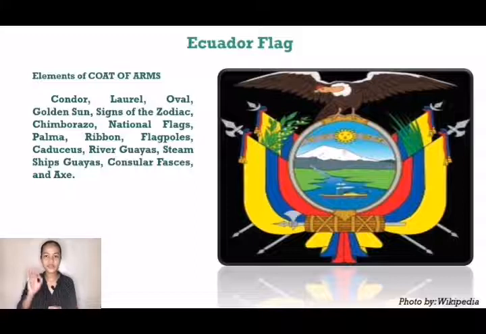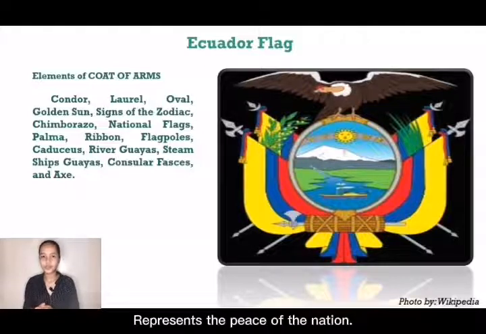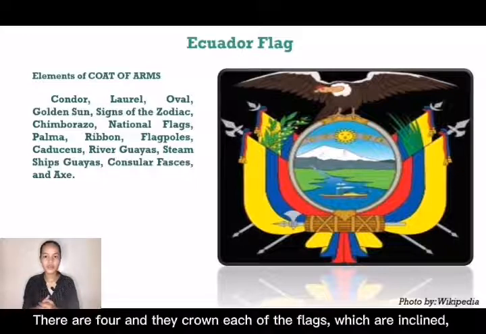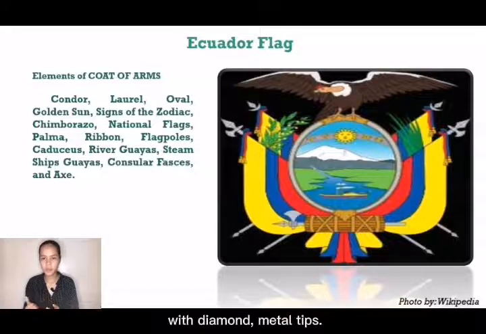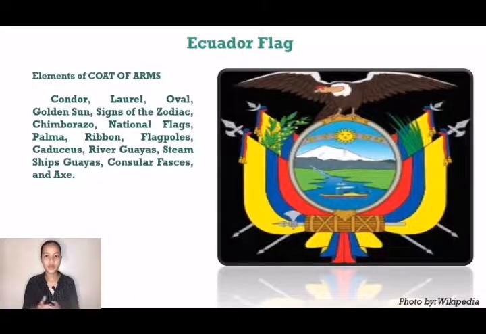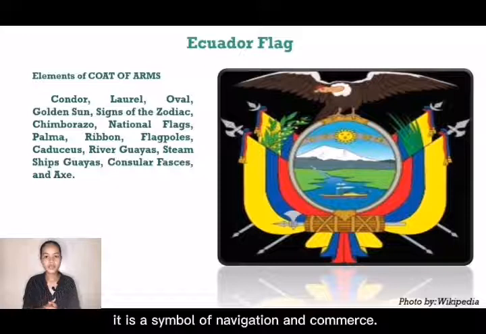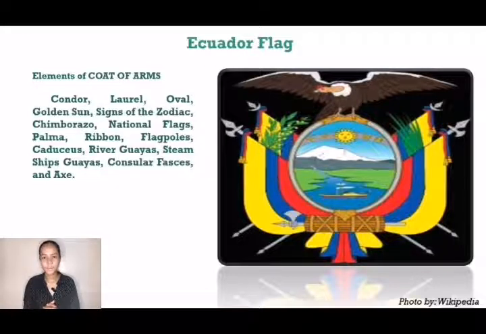National flags. There are 4, 2 on each side, front and rear, with consular pieces under them. Palm represents the peace of the nation. Ribbon, silk. Flagpoles. There are 4 and they crown each of the flags, which are inclined with diamond and metal tips. Caduceus, crowned by 2 wings and surrounded by 2 snakes, attribute of Mercury. It is a symbol of navigation and commerce.